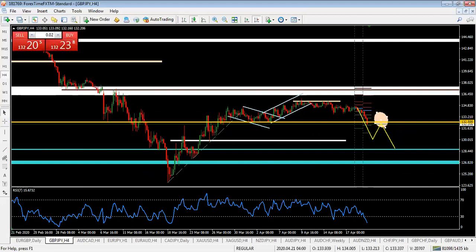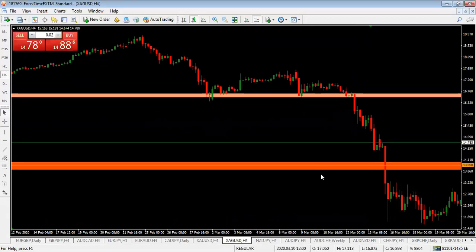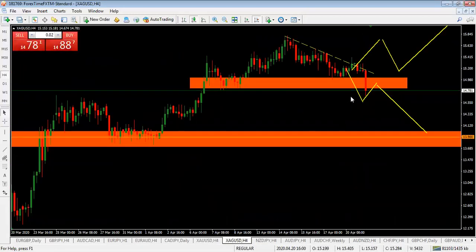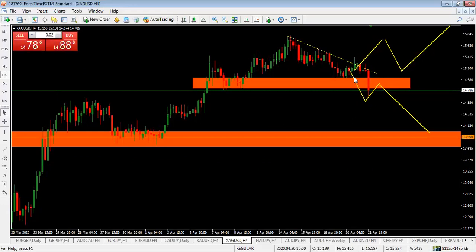Okay, the next pair we're going to analyze will be gold. I spoke about this pair on Monday and in the Sunday webinar: we want to see a break below this structure here because this is a strong structure. Now the break is here, but it's not yet confirmed. We had this drawing since Sunday, a break above or a break below, and we have a break below.